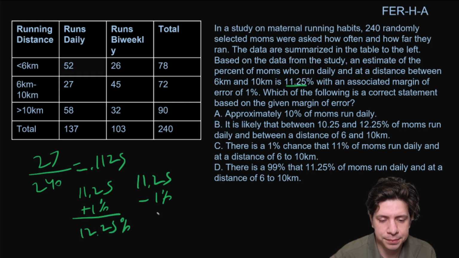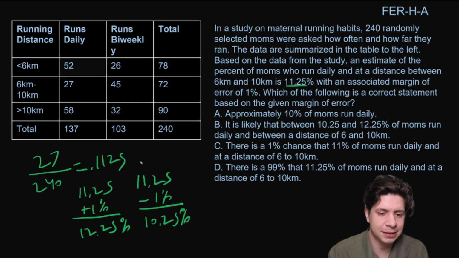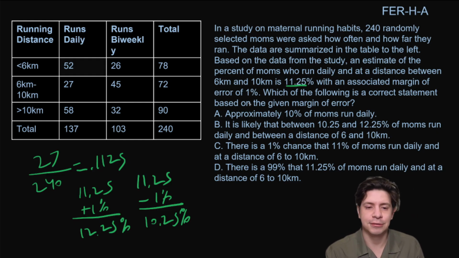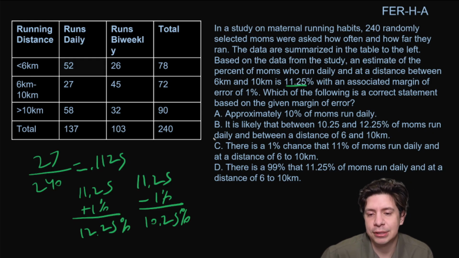12.25% and 10.25%, right? Again, you wouldn't have to write this out. This is something you could do in your head, and I don't think you really have to check. They're pretty consistent about giving you these values and being accurate with them, and I think the chart is here almost just to waste your time and throw you off, but I wanted to show you that it does line up. So approximately 10% of moms run daily.